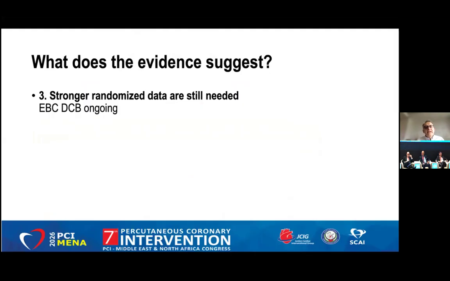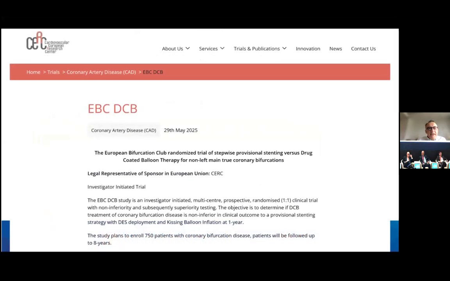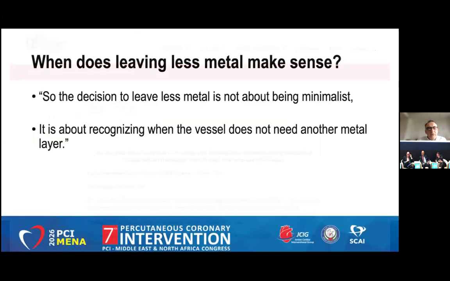I think for the DCB-only strategy, we need stronger data. Now EBC has a study called EBC DCB, and they randomize two arms: the first arm DES and the second arm DCB only. So we will see the result. It's going on, but it will help us a lot.